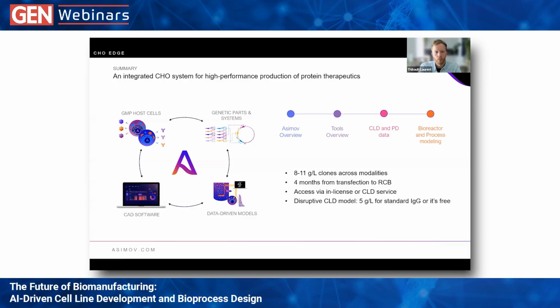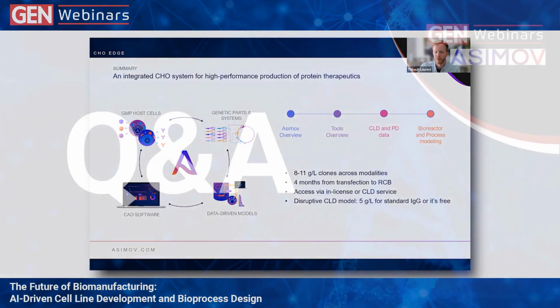Okay, so we are getting to the end of this webinar. To summarize, at Asimov, we developed and are constantly improving our kernel computer-aided design software, our cell lines, genetic designs, even transposase and models to support, in a holistic way, our different expression systems. Thank you very much for listening. I will hand it back to Jen, and I will be happy to take a few questions.